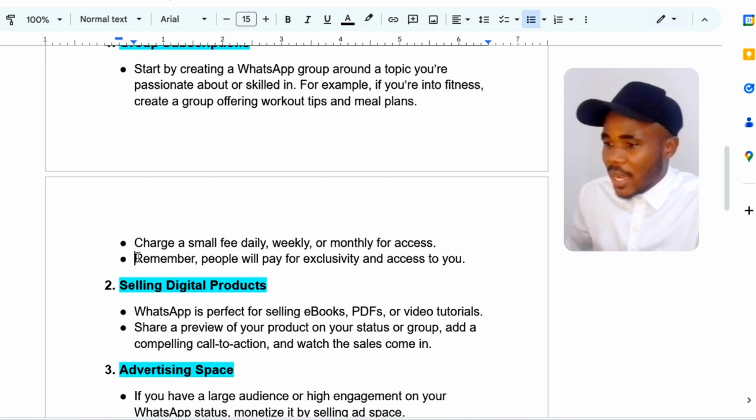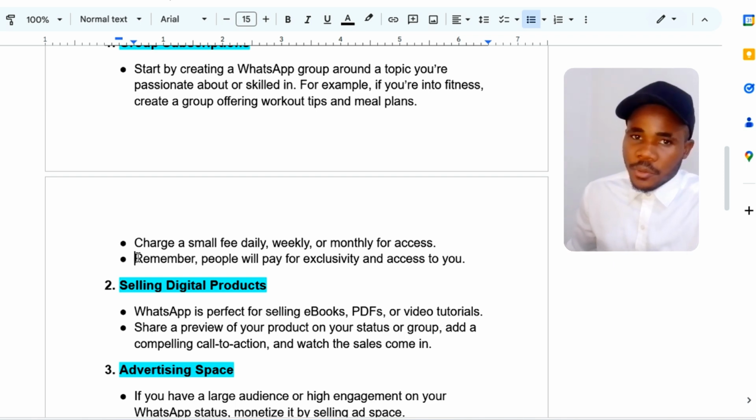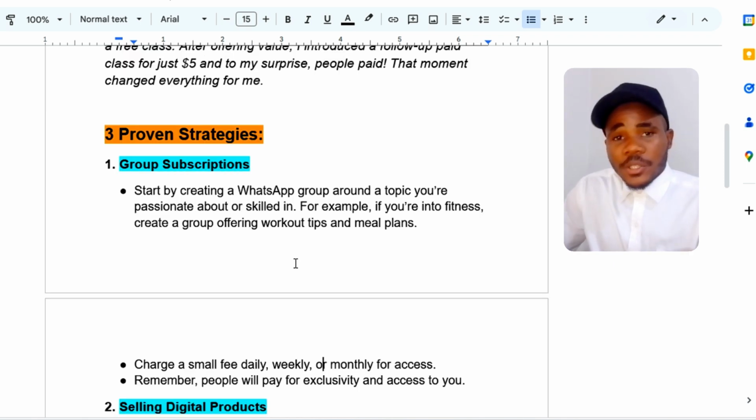Remember, people will pay for exclusivity and access to you. So create a WhatsApp group around a topic or a skill you have. Then people who are interested in that topic or skill will have to pay a small fee to have access to you. Exclusivity is what people are paying for.